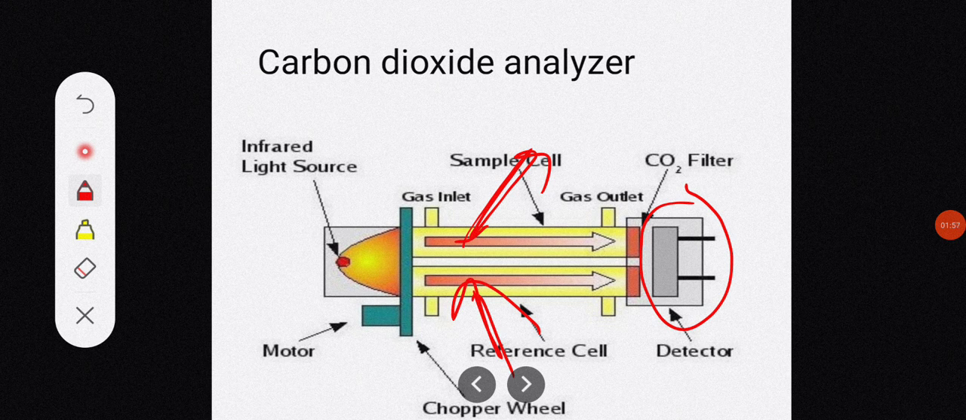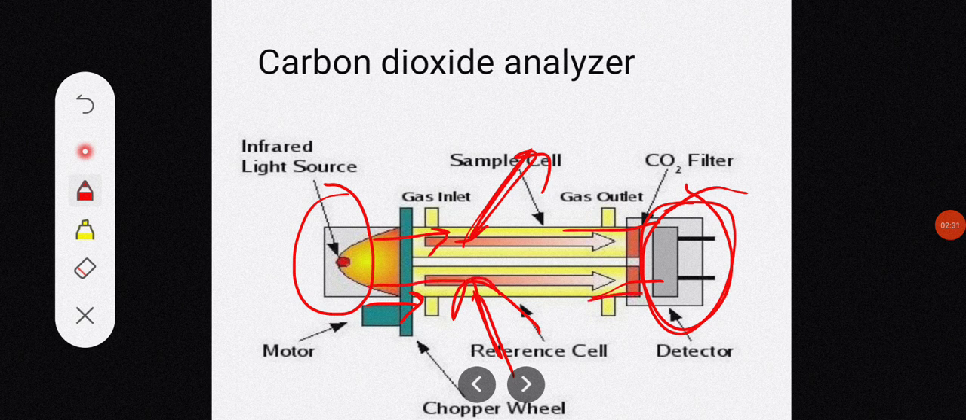So what happens here? This infrared source continuously sends IR waves to this gas tube and the reference cell, and it reaches the detector. The detector measures the intensity of two different signals, one from the sample gas tube and the other from the reference cell tube. As the reference gas contains nitrogen, it does not absorb any infrared radiation. So whatever source is coming here, this detector receives 100% signal.